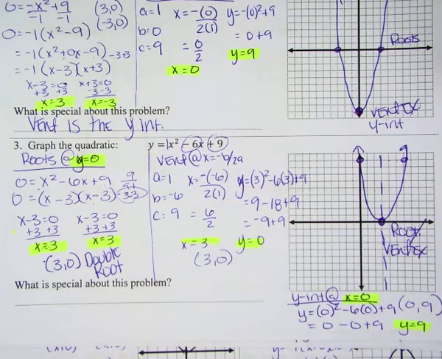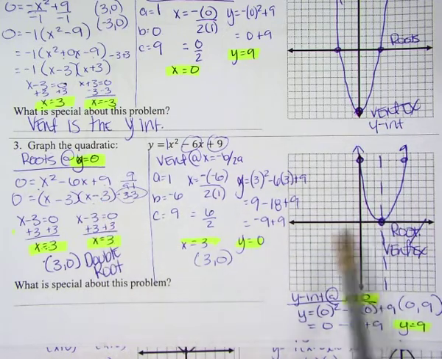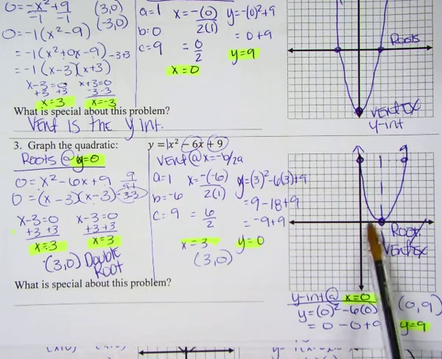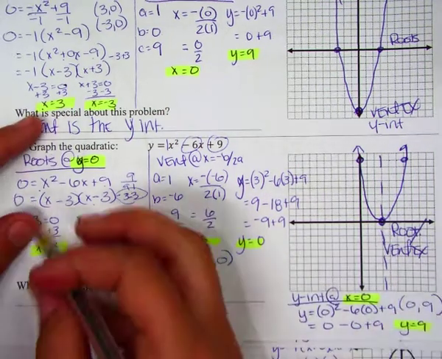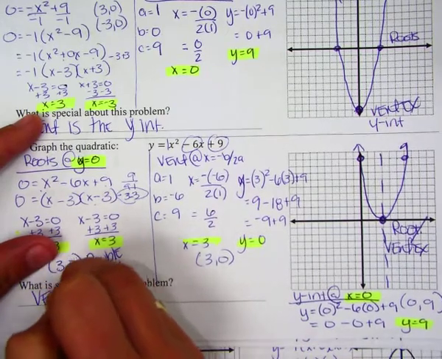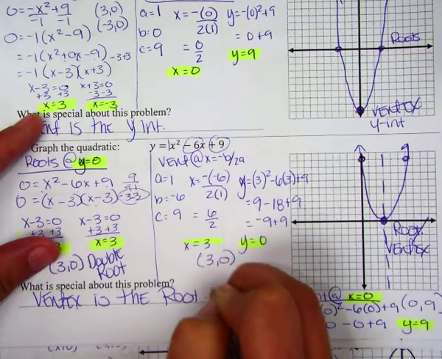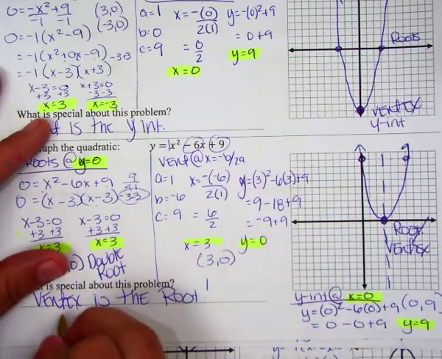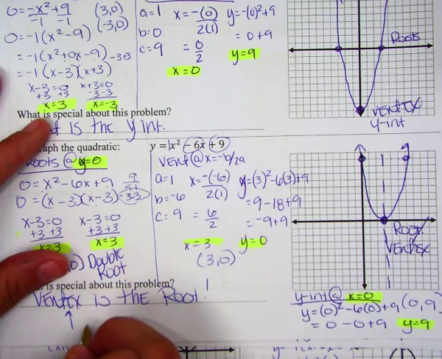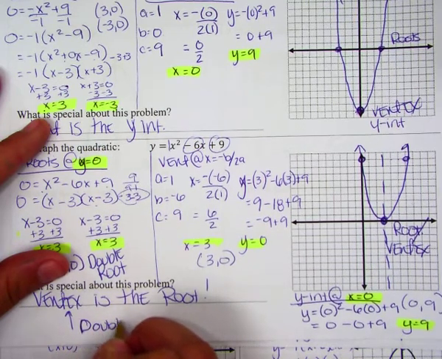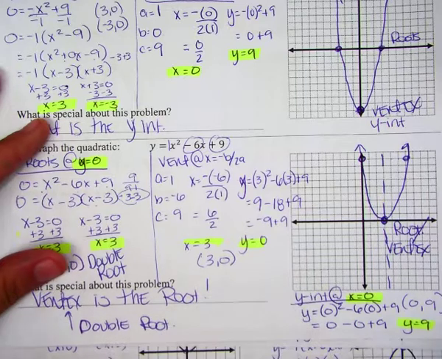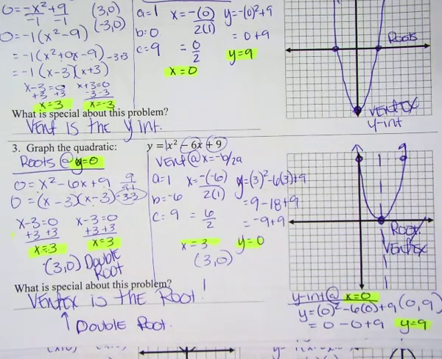And there's my quadratic. So really, this is the kind of situation where if it's a perfect square, we're going to have what's called a double root, and it's going to be also the vertex. So what's special? The vertex is the root. And this is always going to be true when there is a double root. It's called a double root. Okay, go ahead and play the next video for writing the equations of graphs.